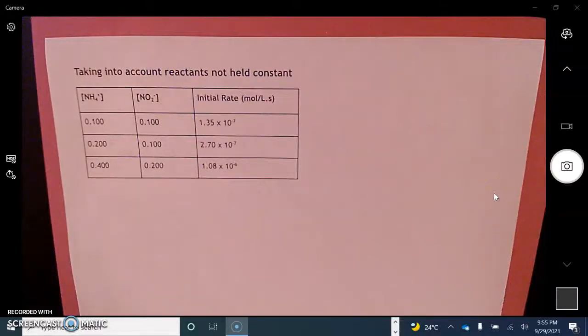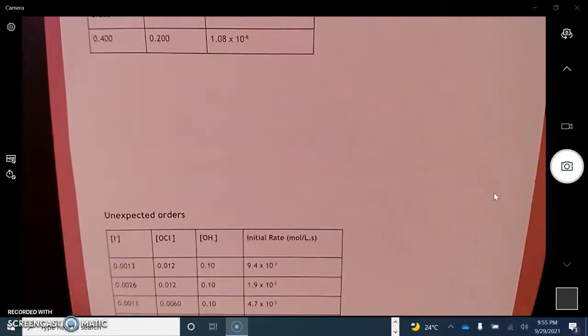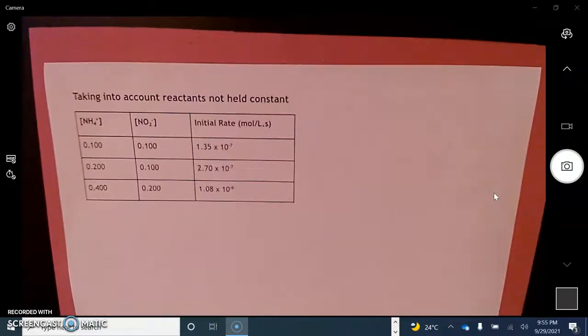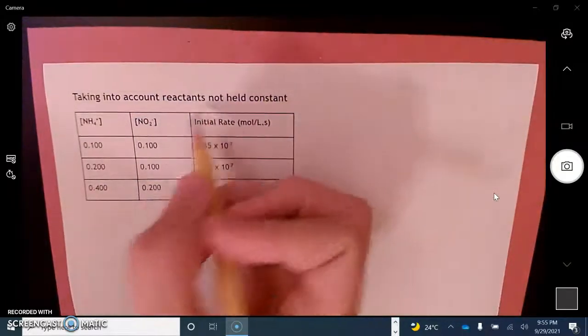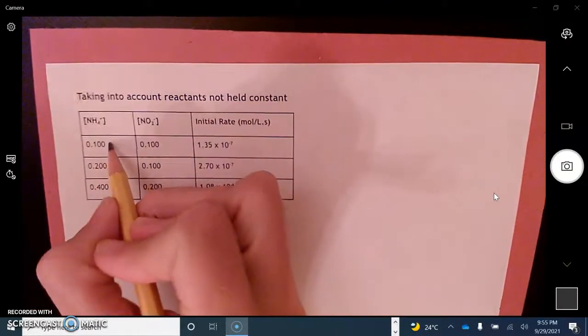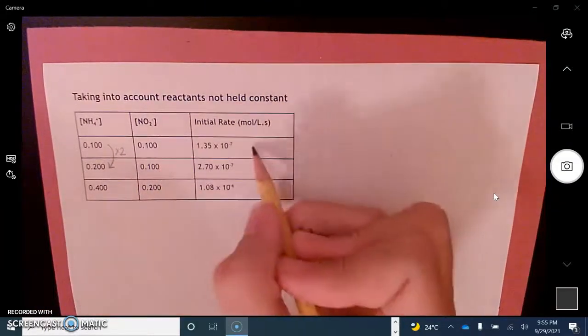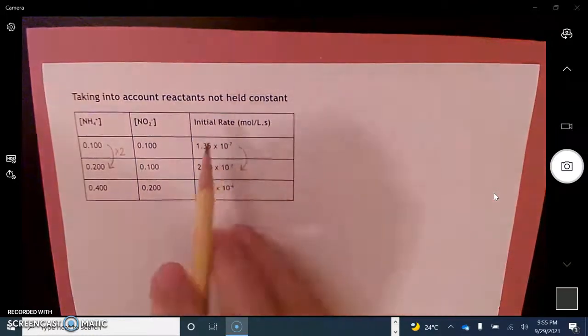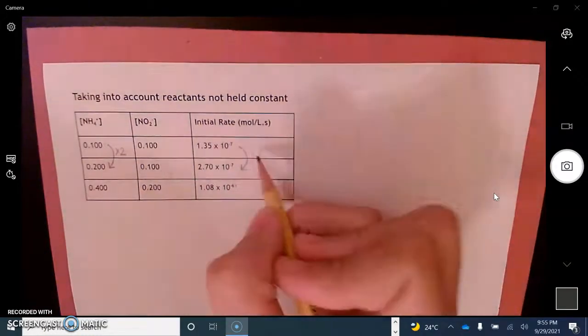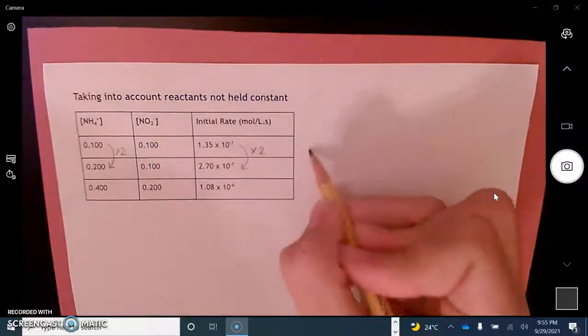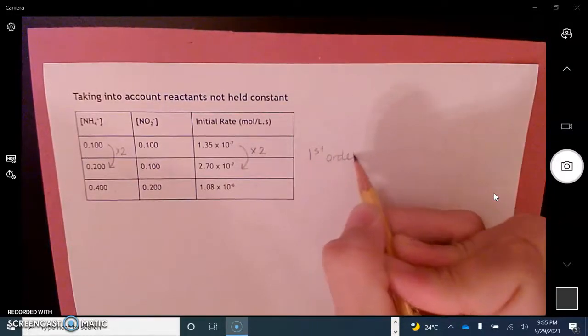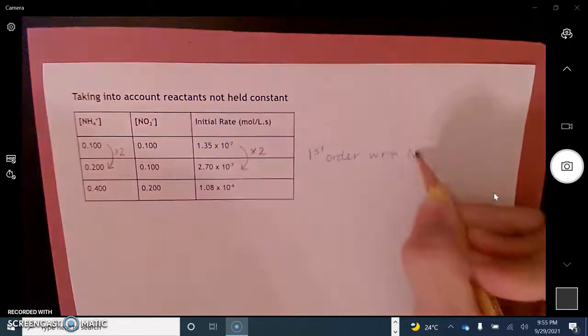Okay, last page of lesson 3. We've got two problems. One where one of the reactants was never held constant, and one where we get a slightly unique order. So, first one starts off simple enough. In trials 1 and 2, the NH4+ was doubled, the NO2- was constant, and the rate went from 1.35 to 2.7, so that's doubled, which means it's first order with respect to ammonium.